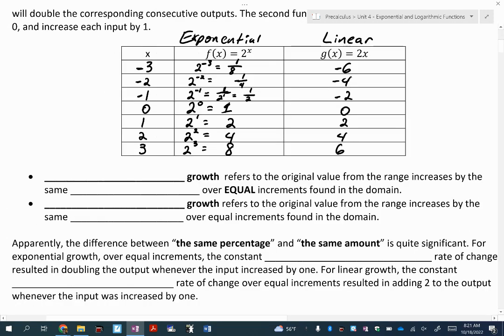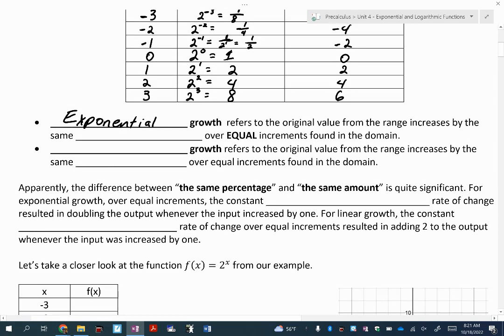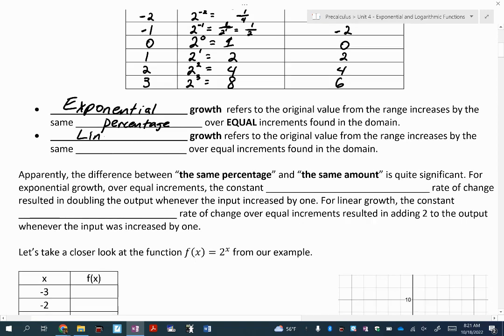Okay, so when you look at this first one, right, exponential growth refers to the original value from the range increasing by the same percentage over equal increments found in the domain. For linear growth, right, linear growth refers to the original value from the range increasing by the same amount. Right, like in the previous one, that amount is 2.